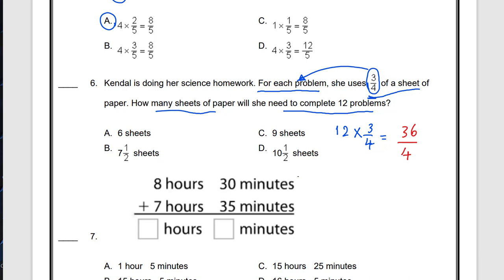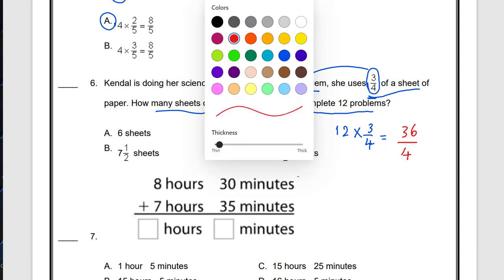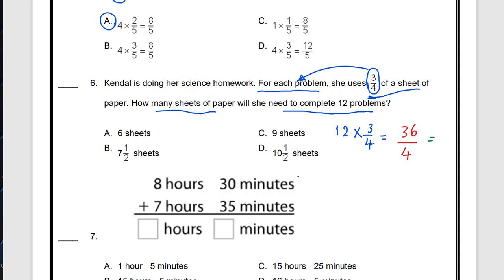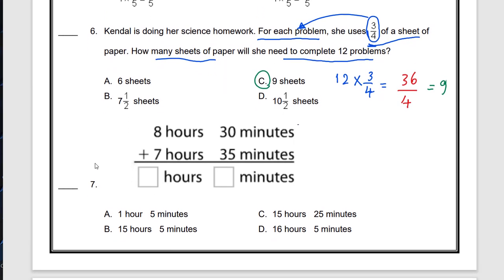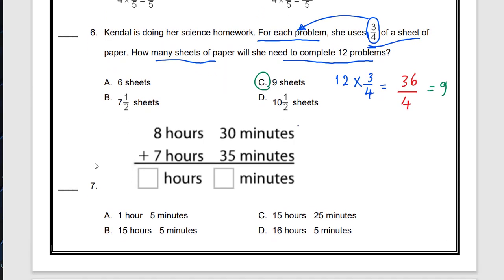We don't have this in the choices. So, let's fix it. 36 divided by 4 is 9. Great. So, the correct choice is 9 sheets, letter C. Okay, my heroes. Let's move to the last question on this page.